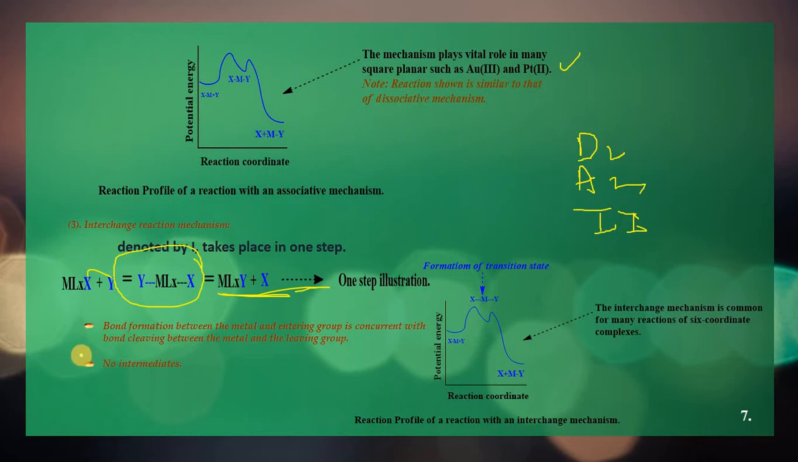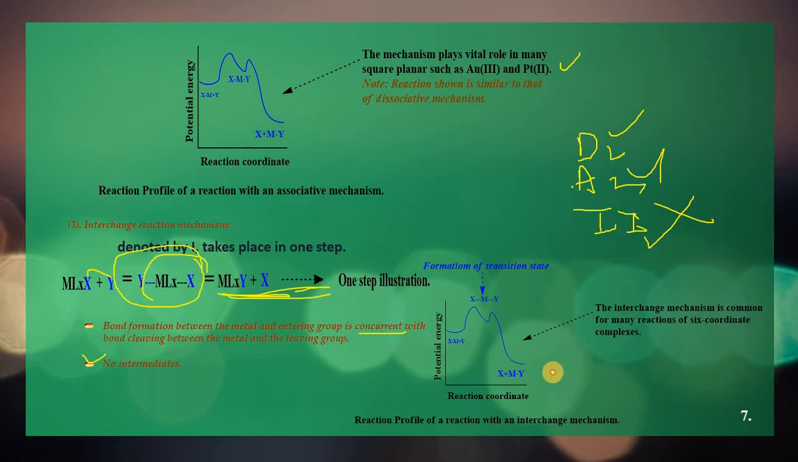So the point I bullet: there is no intermediate here. It's after the interchange takes place that the final product forms. So no intermediate, unlike this where they have an intermediate. This one has no intermediate, while the associative reaction mechanism has an intermediate, and the dissociative has an intermediate. Bond formation between the metal and the incoming group is concurrent with the bond cleaving between the metal and the leaving group. This is the reaction profile of a reaction with an interchange mechanism.